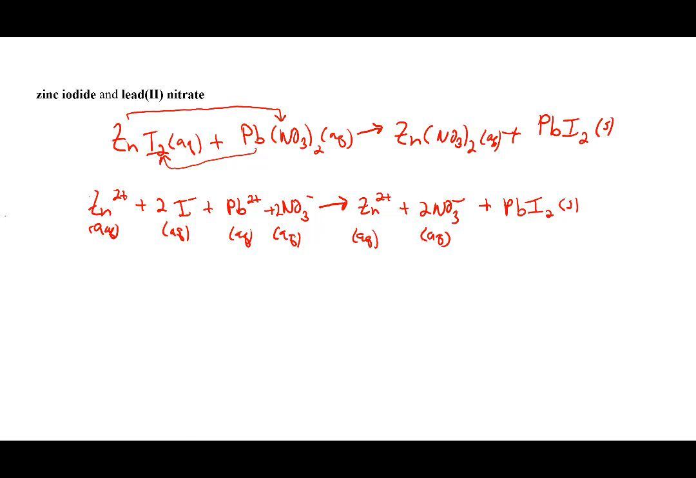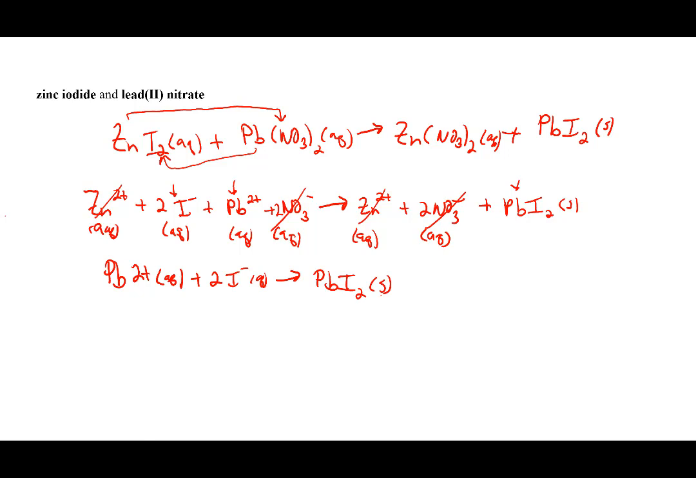Okay, so now we look for spectator ions. The zinc is in solution to begin with. It's in solution to end, so the zinc is a spectator ion. The iodide's in solution to start with, but it ends up in a solid, so that's not a spectator ion. The lead starts in solution, it ends up in a solid, so it's not a spectator ion, but nitrates are in solution both times. So they are spectator ions. So our net ionic equation is Pb2+ aqueous plus 2I- aqueous goes to make PbI2 solid.